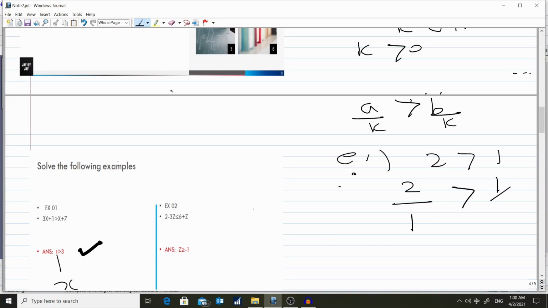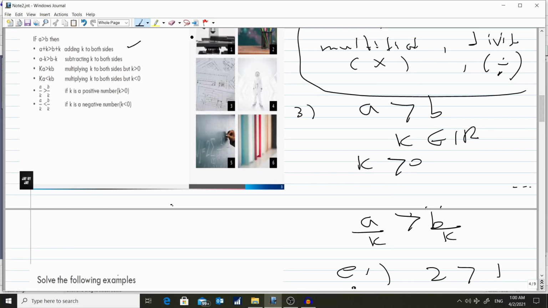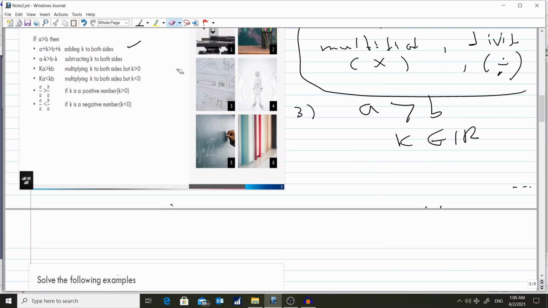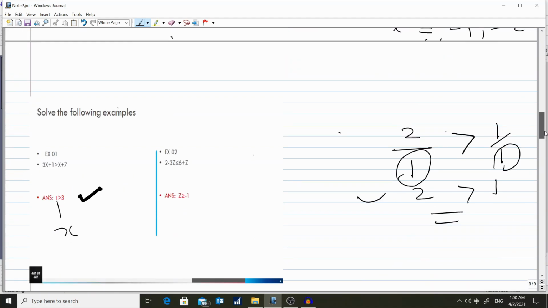And here also divide by 1. If we know that this one is positive, the direction will not change the other way around. Here 2 greater than 1. We know that is correct. So there's another possibility here. This k value could be negative also. That means k can take -1, -2, like that.